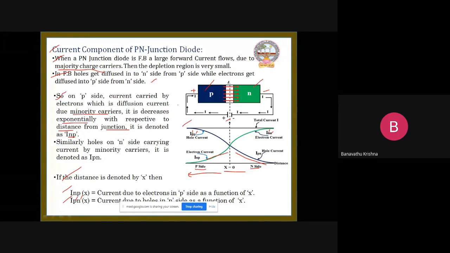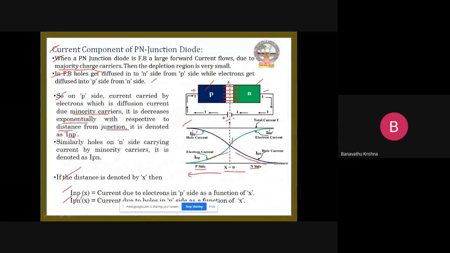Coming to the next one, at the junction, that is at X equal to 0, electrons crossing from N side to P side constitute a current, nothing but INP of 0. That current at the junction is INP of 0.